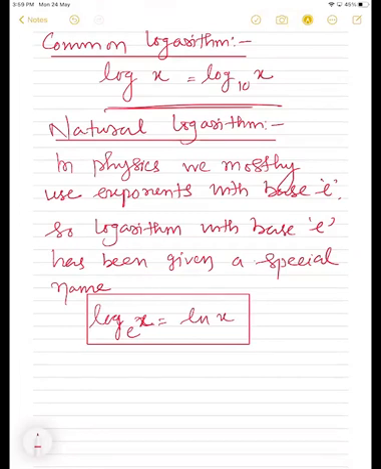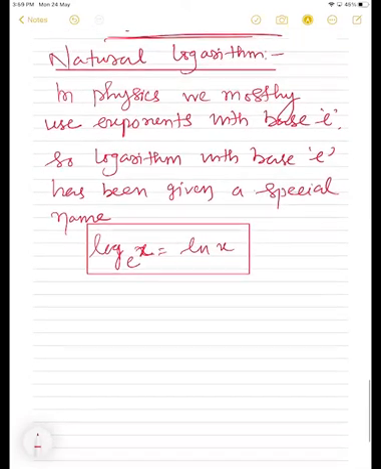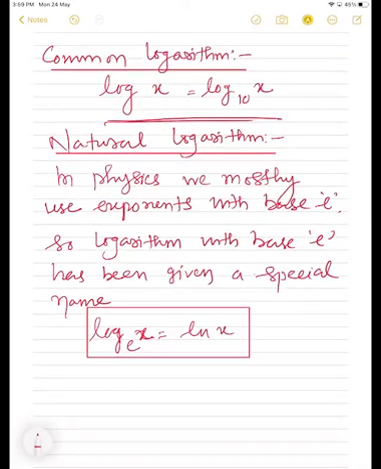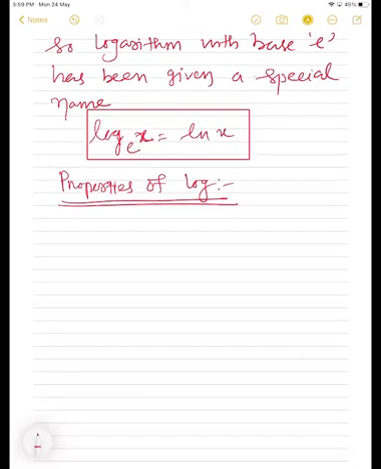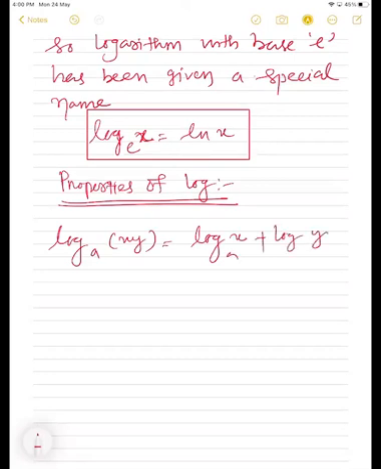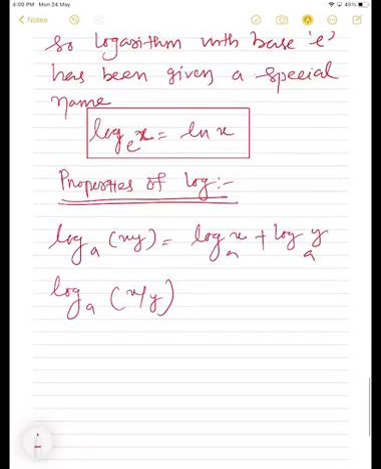Okay. Next, students, some properties of logarithm, right? Some properties of log. These properties will be proved in maths. Okay. So that means, students, you can write log base a of xy, that is multiplied, means log x base a plus log y base a, correct? Then log base a of x by y is equal to log x base a minus log y base a, correct?